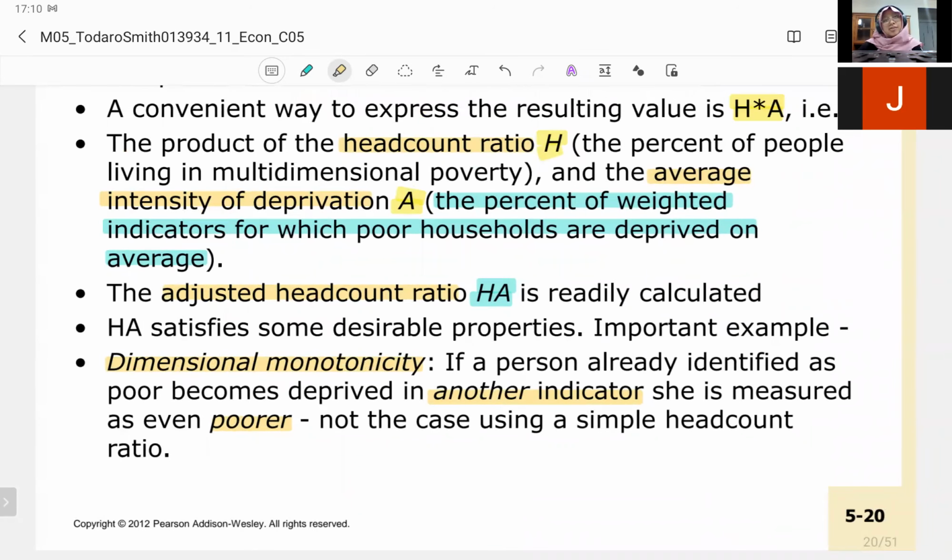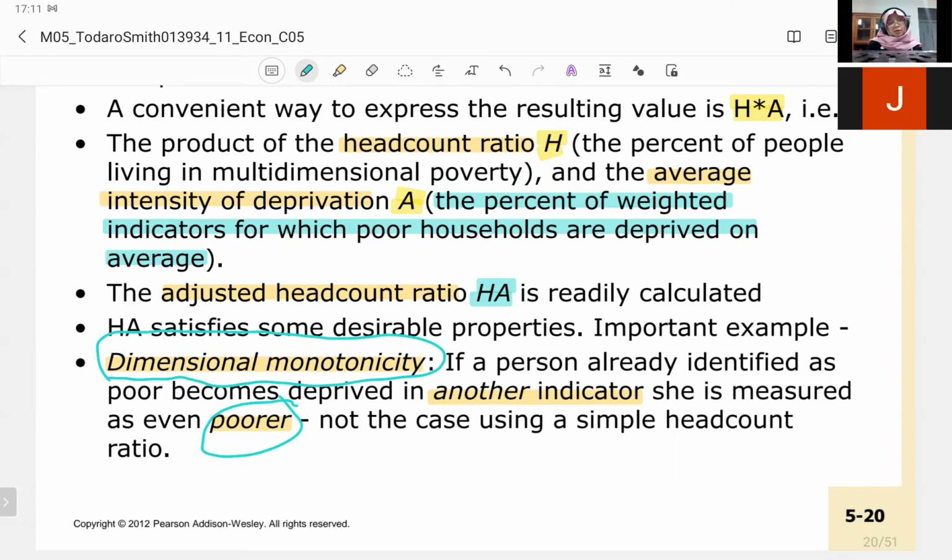With the headcount ratio, you just calculate how much of the society is poor, but with the adjusted headcount ratio, you can analyze more. So if someone is already poor in terms of income and then deprived in another indicator, like for example, education or health, then that person can be classified as poorer. Okay, this assumption is called dimensional monotonicity.